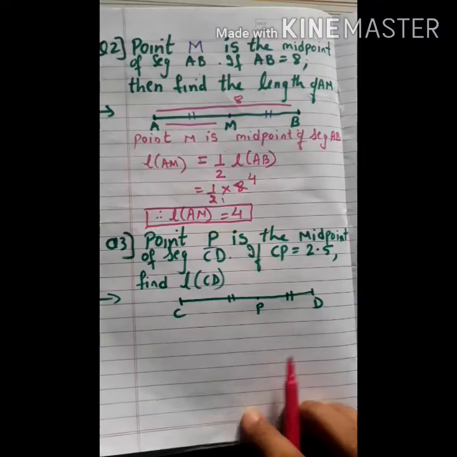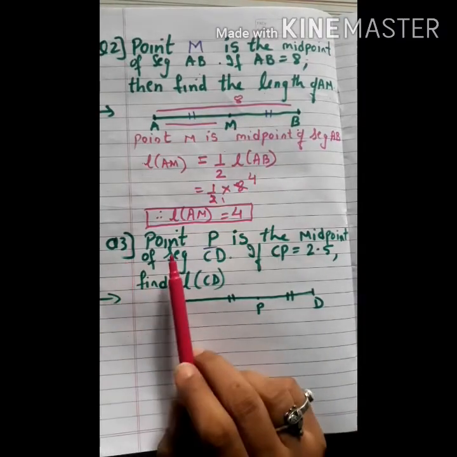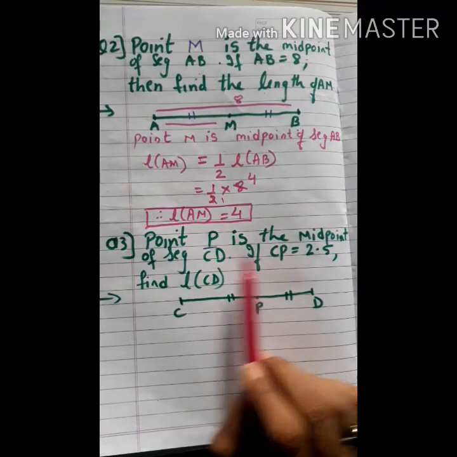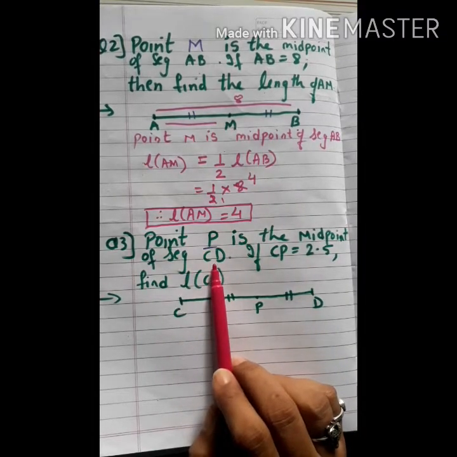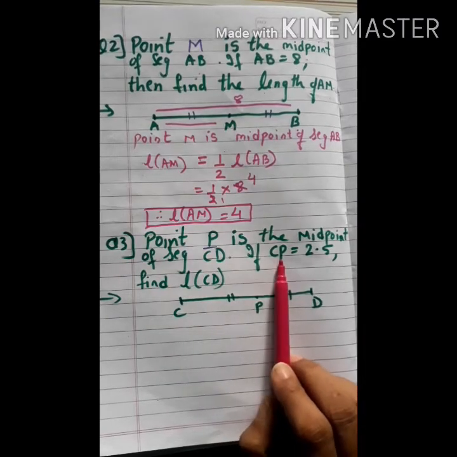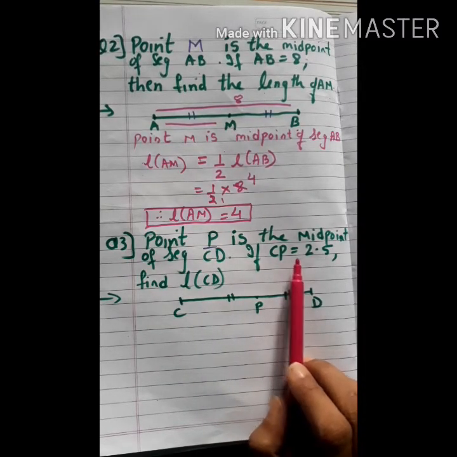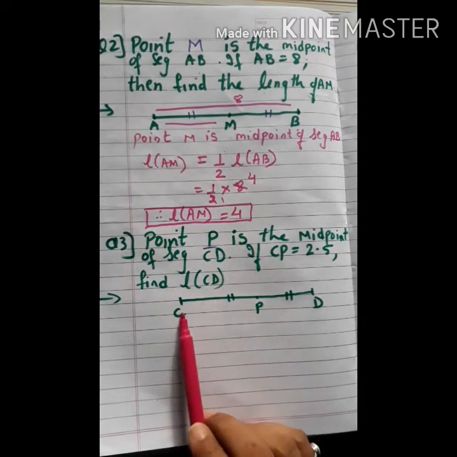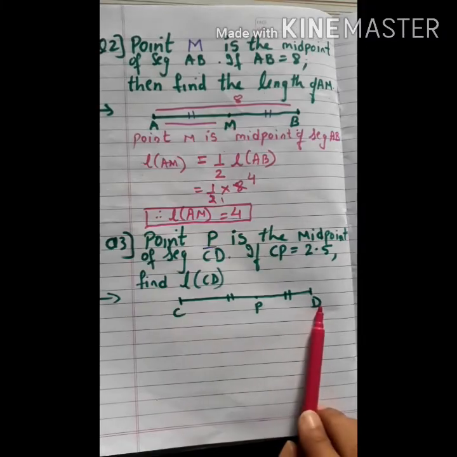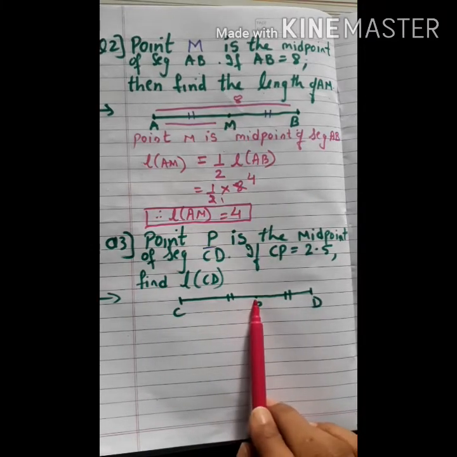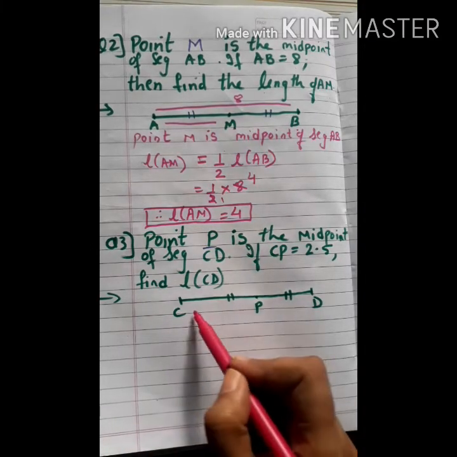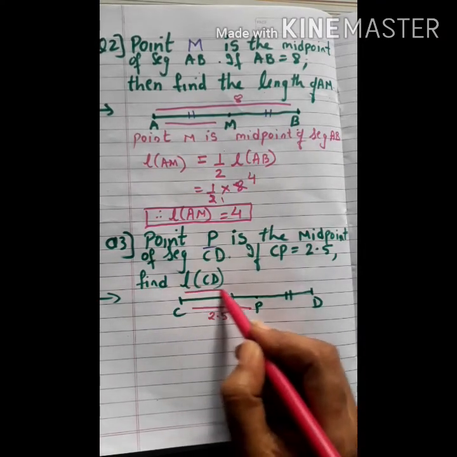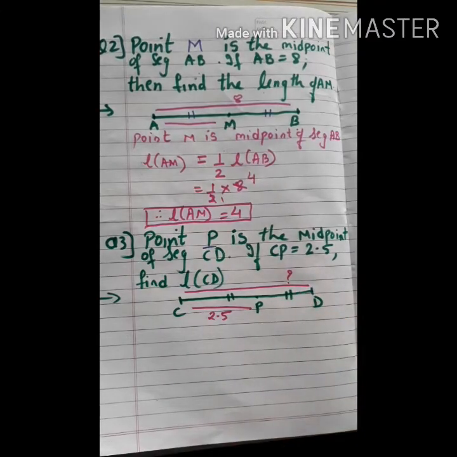Now question number 3. Point P is the midpoint of segment CD. If segment CP equals 2.5, find length of CD. In the given figure, CD is a segment, P is a midpoint. CP is given 2.5. We have to find CD, the length of CD.